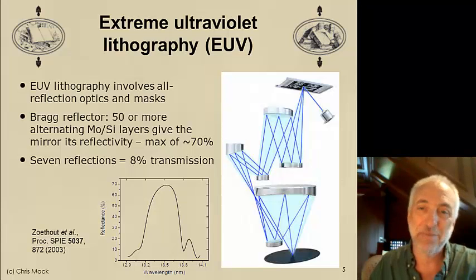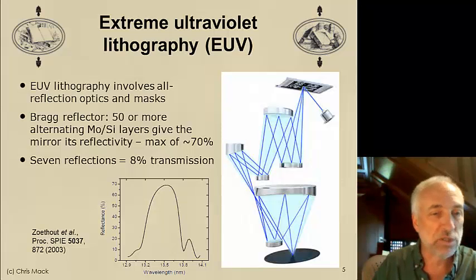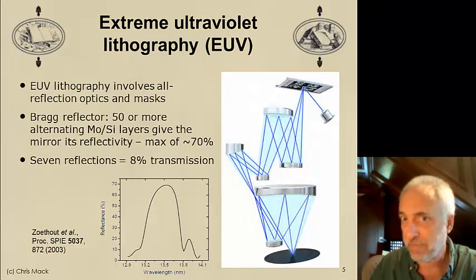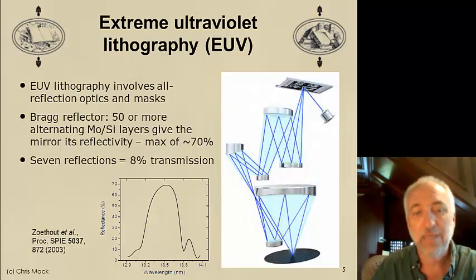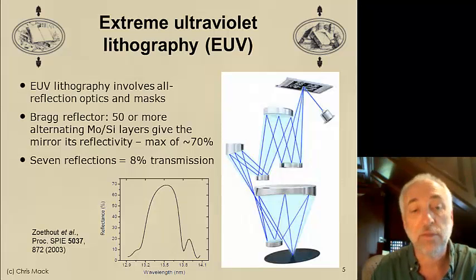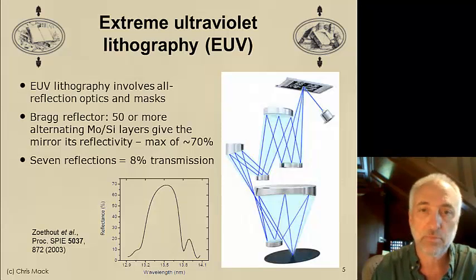As you might imagine, that means we're going to need a pretty bright source just to survive all these reflections and still have a lot of light hitting the wafer. And as we'll find out, that is the biggest problem with this technology.